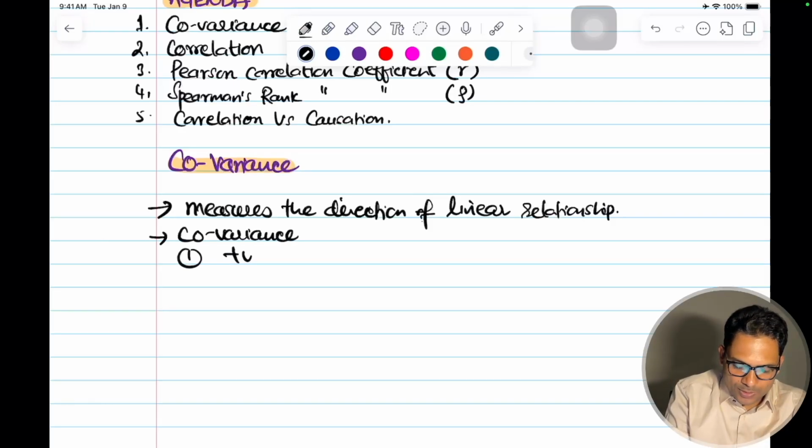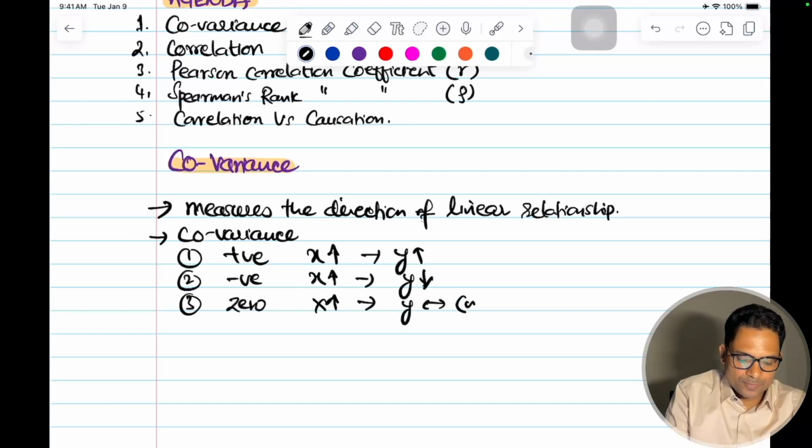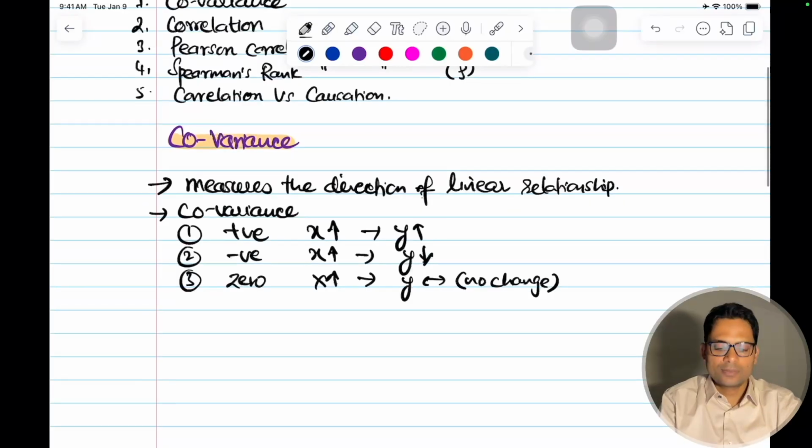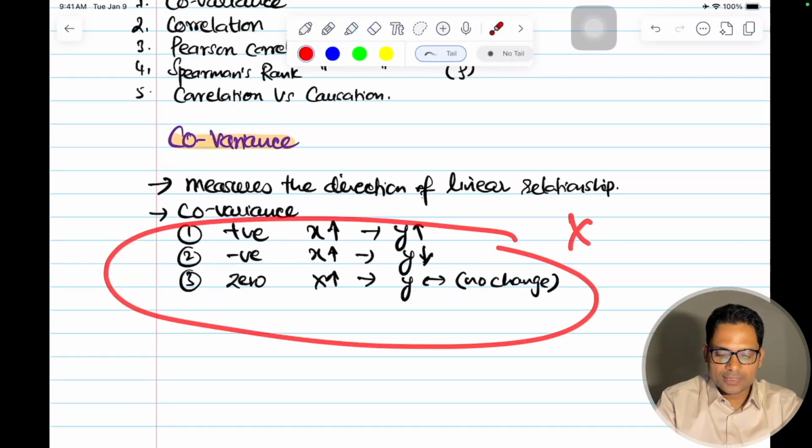The covariance can be one, positive: if x increases then y increases. Two, negative: if x increases then y decreases. And three, zero: x increases then y has no change. These are the three possible options, whether one variable x is changing and y is changing or not.